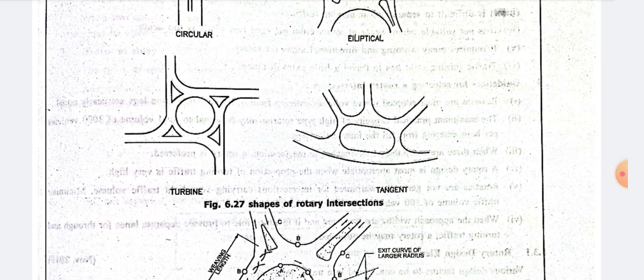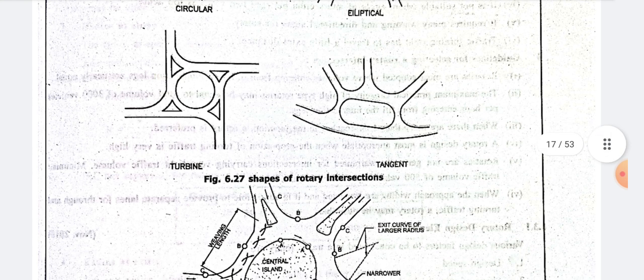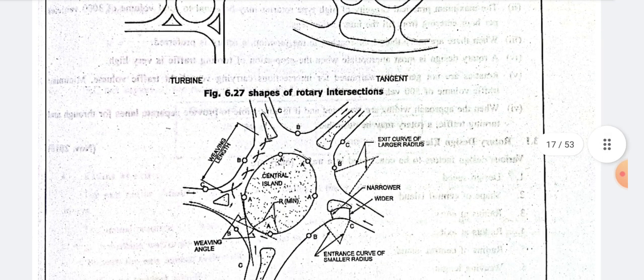Third one is a turbine. So if the roads are not connected at a single point, or the intersecting point is not the same for both roads, this type of turbine intersection is provided. And next is a tangent intersection. So a tangent is provided where one of the major roads is on one side and another road is connected to the major road. So this type of tangent rotary intersection is provided.